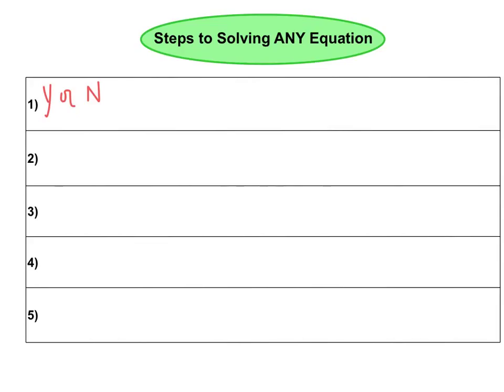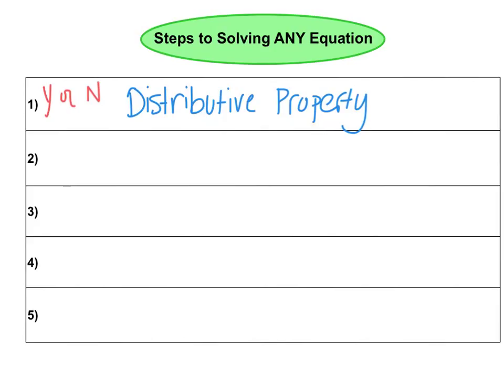Our first step is you do the distributive property. We'll talk more about the distributive property later when we get to an example using it, but you're going to ask yourself, does my problem require this or no? If it does, you'll apply it. If not, move on. And our second step, once again, yes or no.